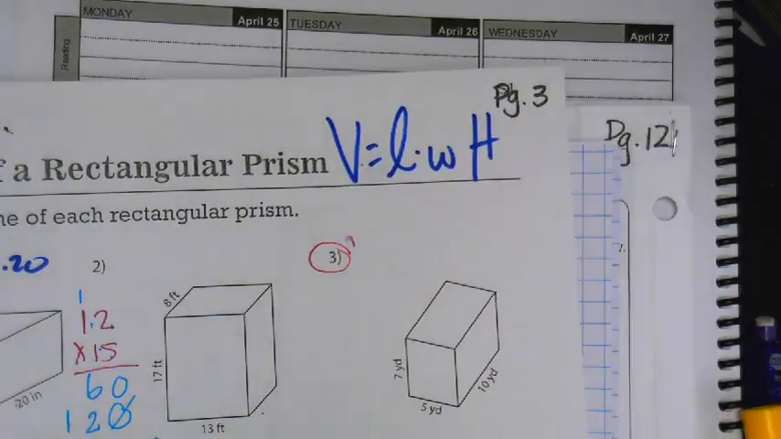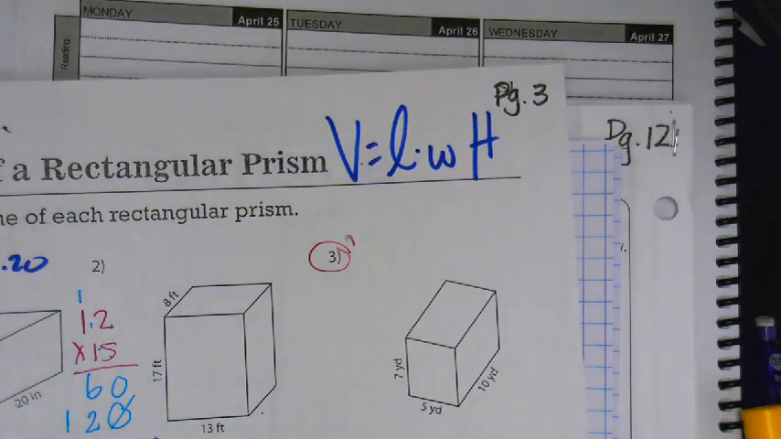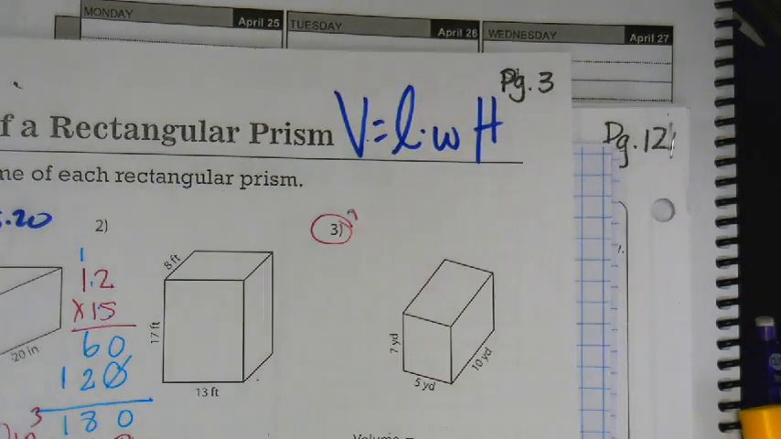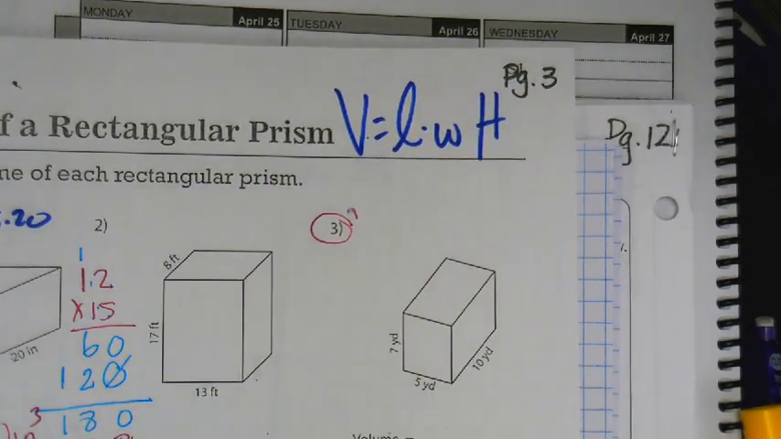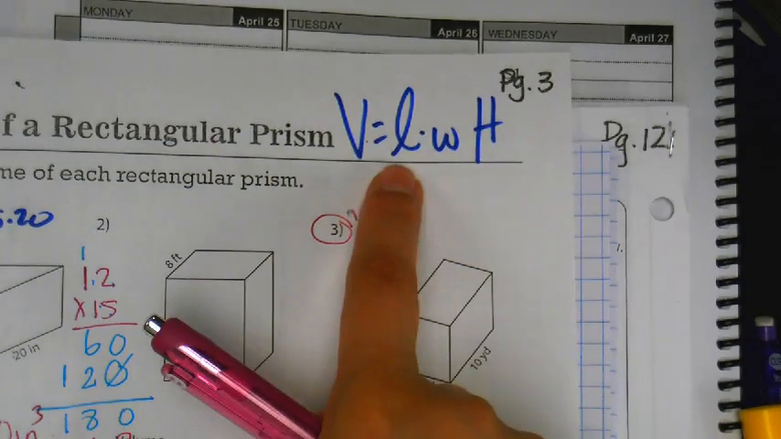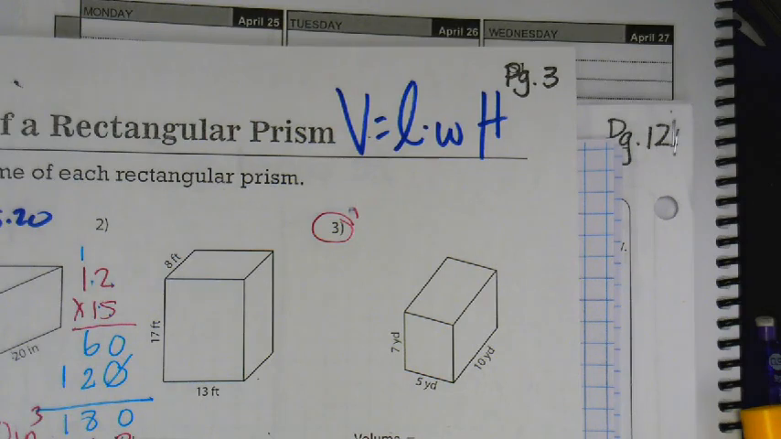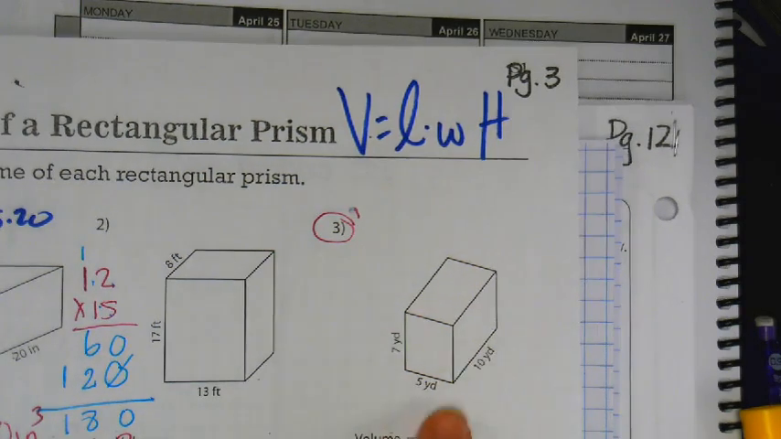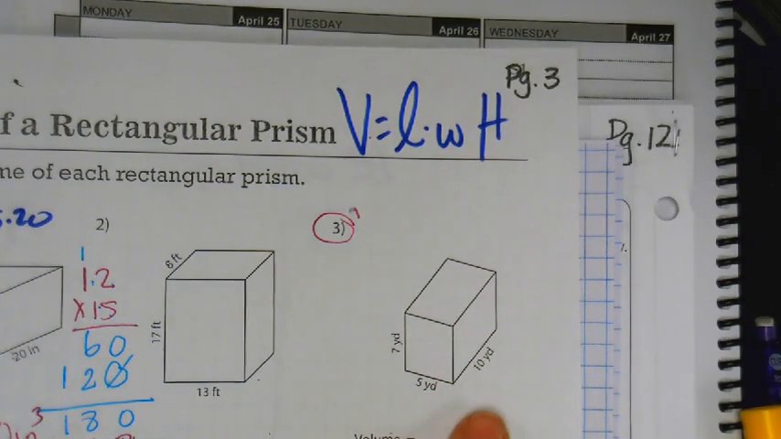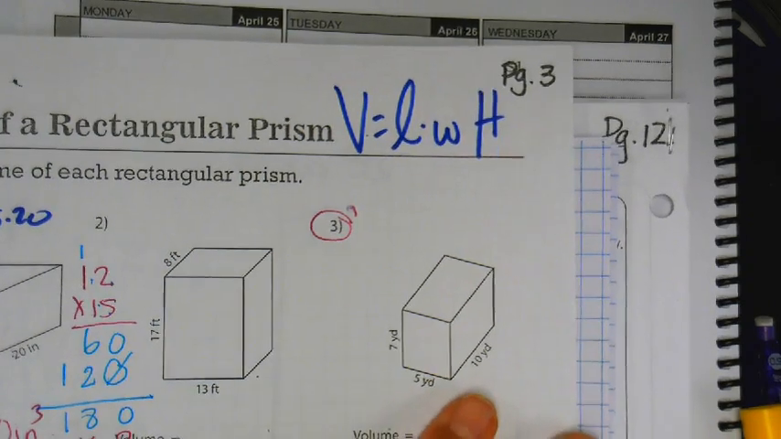All right. Can you guys solve for number 3 without a calculator? You don't need a calculator for this one. Volume is equal to length times width times height. How many numbers did I give you? 3. How many numbers do I need? 3. What do I do with those 3 numbers? Just times. So everybody, Isabella, number 3. I want you to focus on number 3.